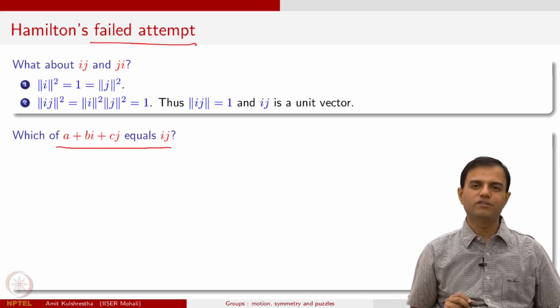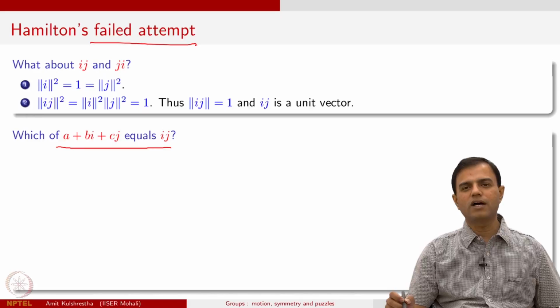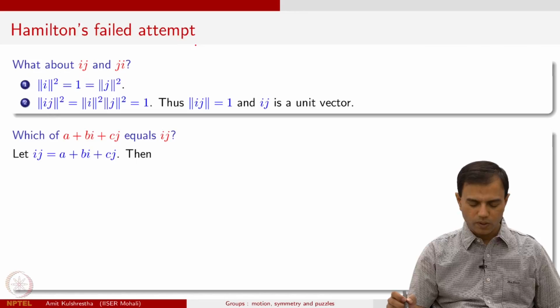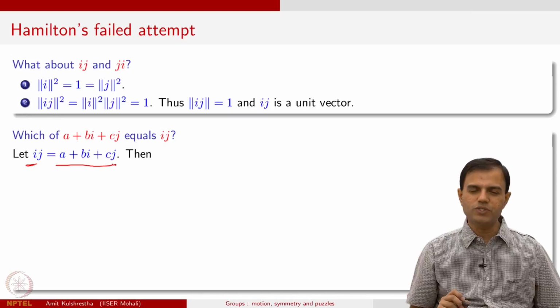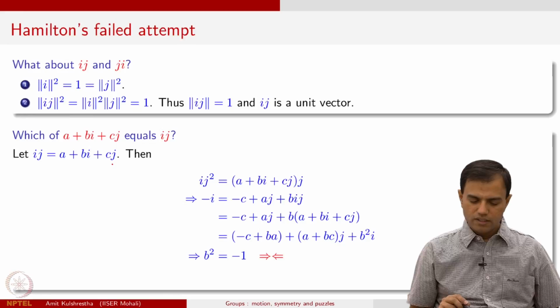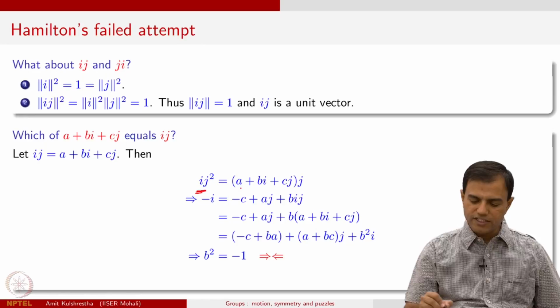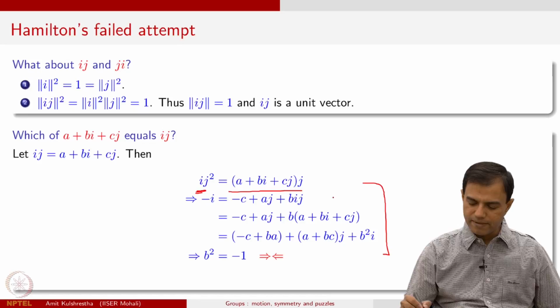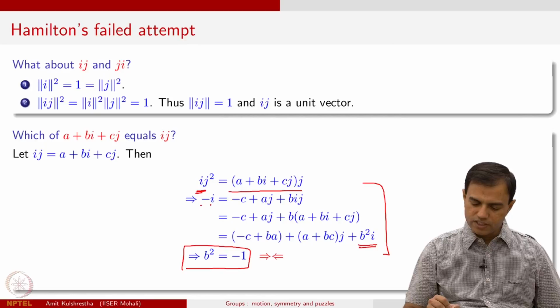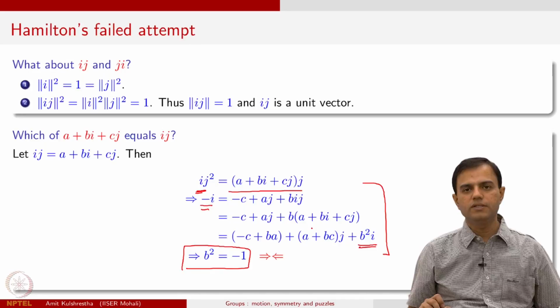So all these are failed attempts of Hamilton. He is trying all possible algebraic manipulations, with the hope that he gets some nice multiplication on R3 which resembles complex multiplication. Okay, no problem. So let ij be this, and then what are the choices for a, b and c? ij times j, which is ij square, is this, and with some manipulation, because j square is minus 1, so i minus i is this, and making all these calculations, it's not very difficult to conclude that b square is minus 1, because here I am just comparing the coefficients of this, and other coefficients I have to put 0. So b square is minus 1.